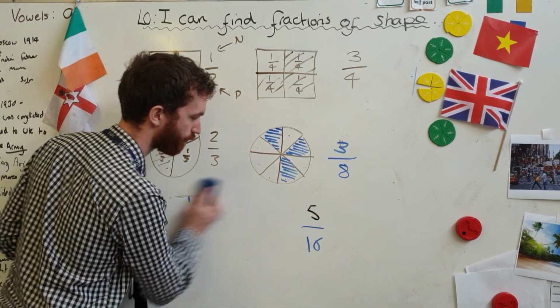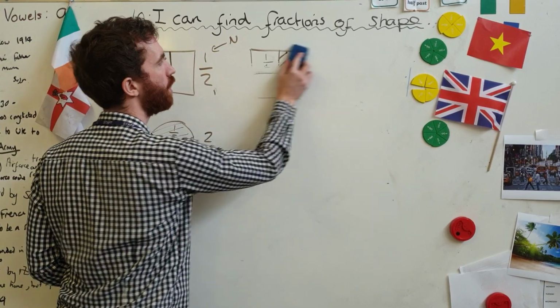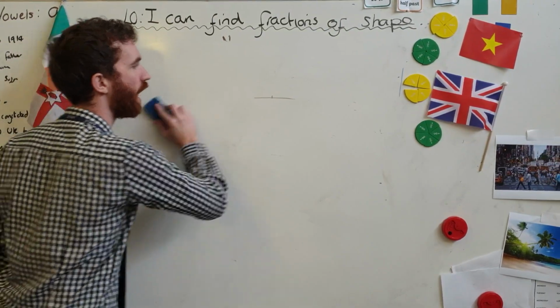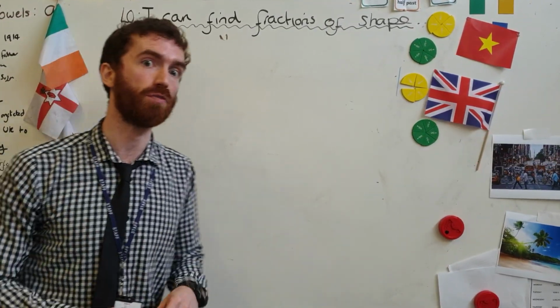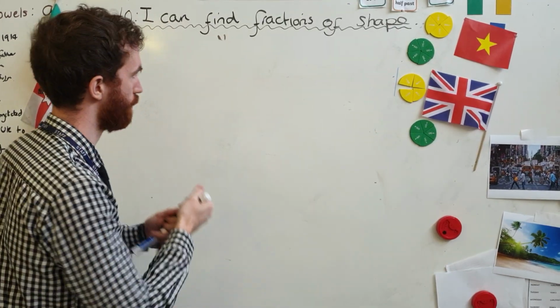So I'll tell you what we'll do. I'm going to put a few shapes up on the board, and then all I'd like you to do is work out the fraction. And what I'll also do is I might put a few fractions on the board, see if you can draw the shape to go with it.